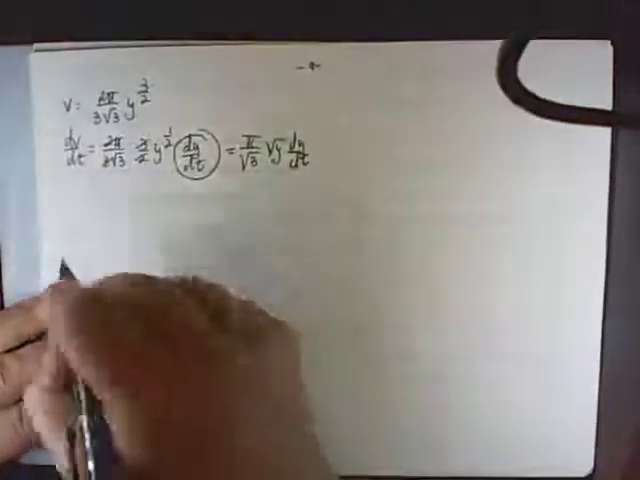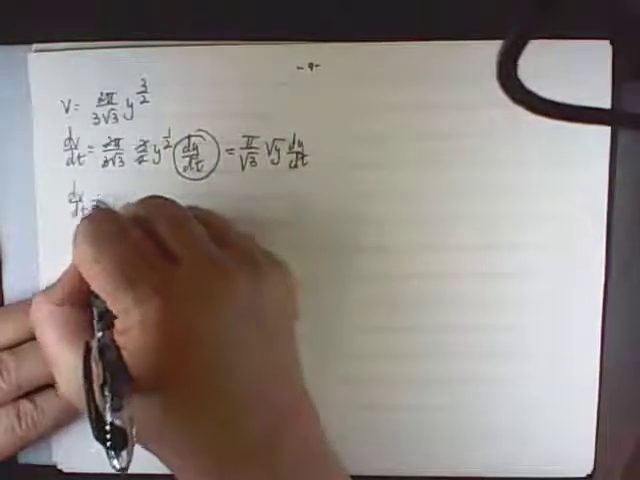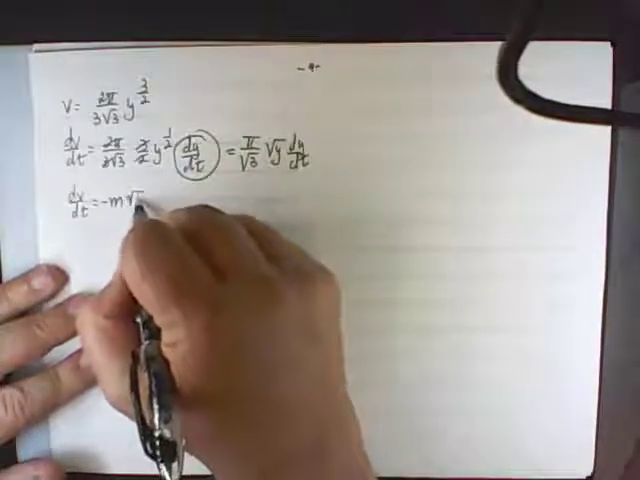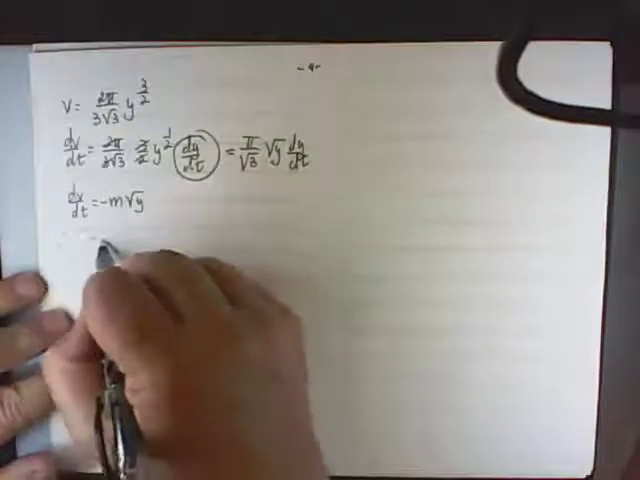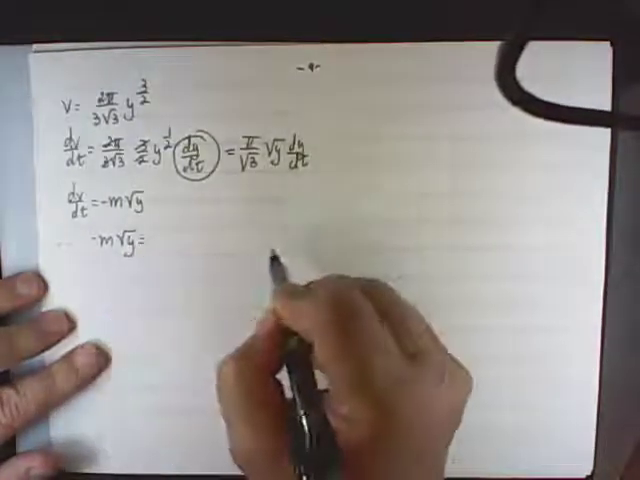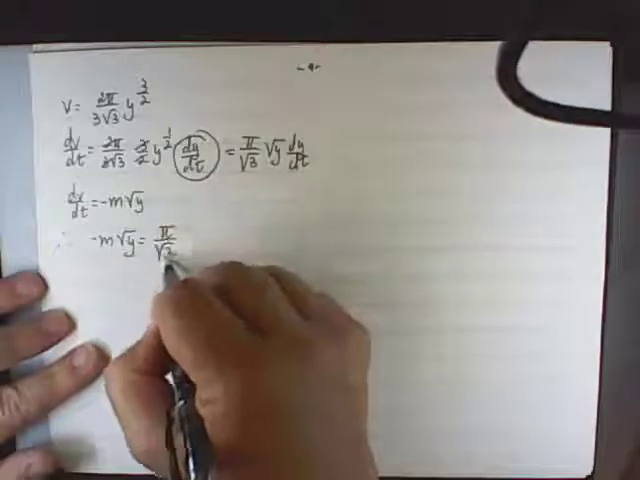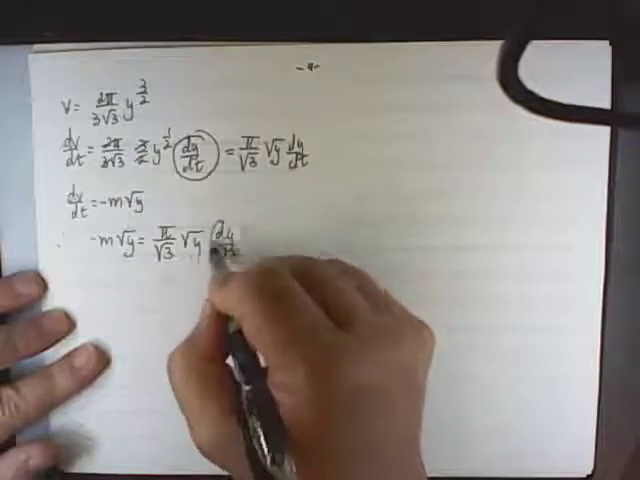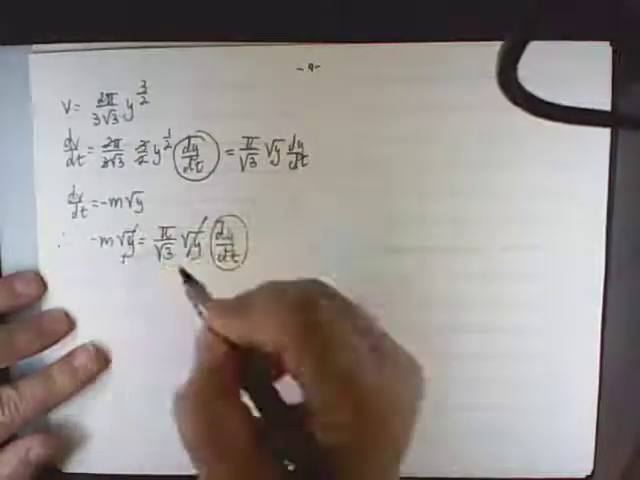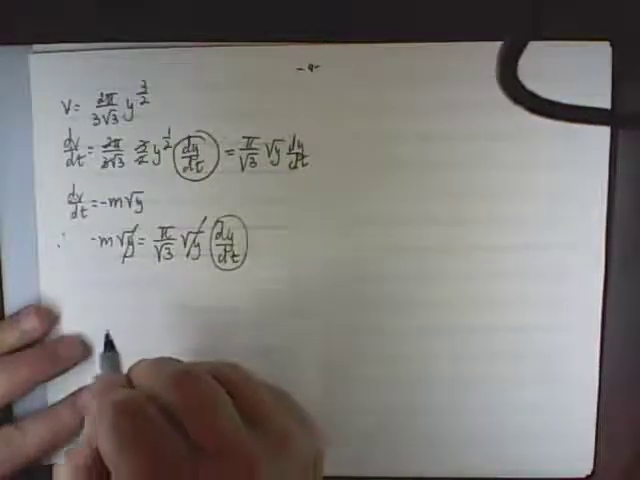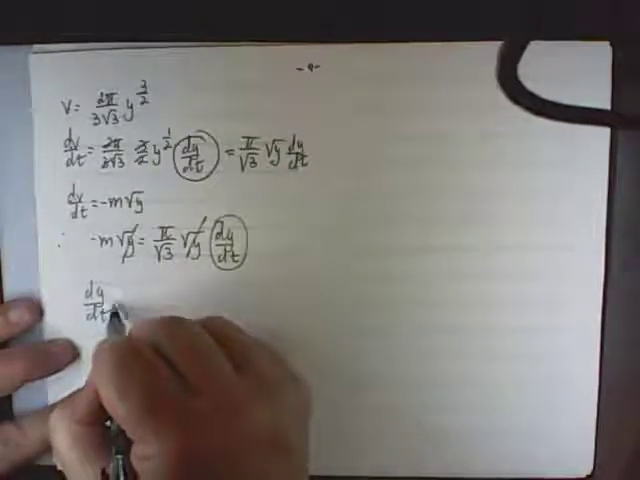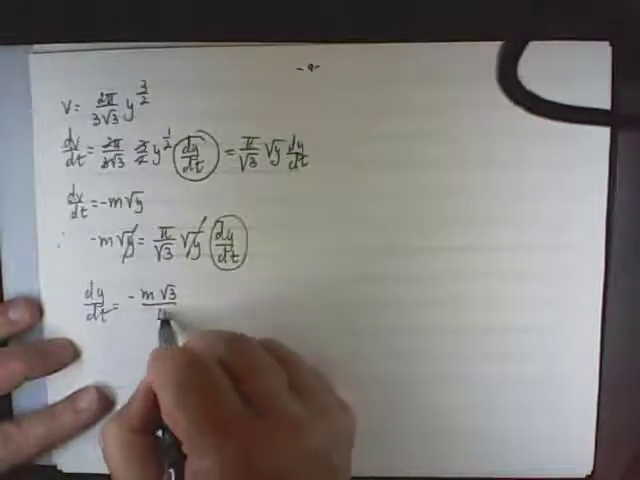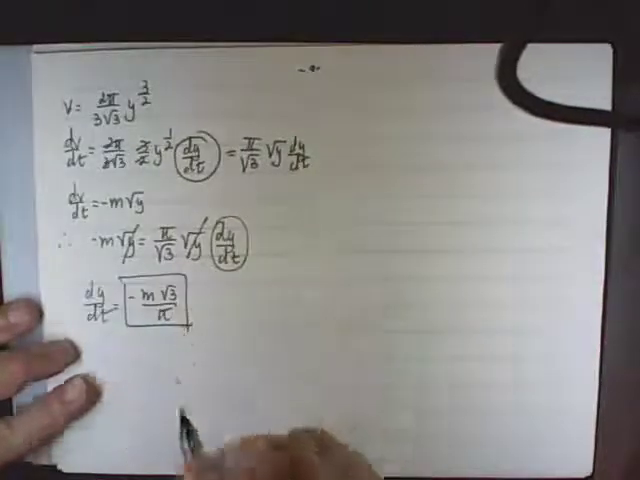But dV/dt also equals negative m square root of y, right? So it follows that negative m square root of y equals pi over square root of 3 times square root of y times dy/dt. We are after dy/dt after all. The square root of y and square root of y go away, right? So we end up having dy/dt equals negative m times square root of 3 divided by pi. There you have it. Is this the answer in the back?